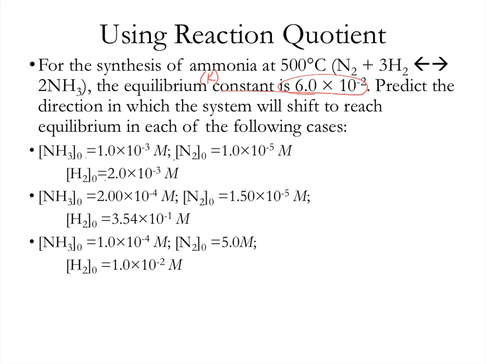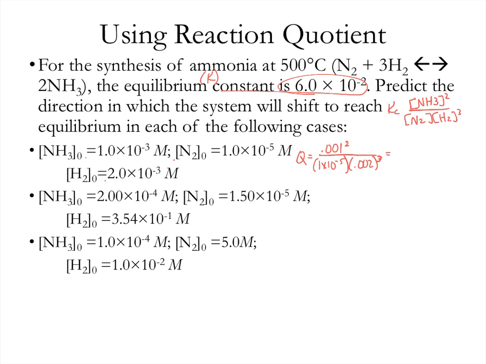So the first thing we need to be able to do is write our equilibrium expression. So our expression would be products, which would be the concentration of ammonia squared, divided by our concentration of nitrogen times our concentration of hydrogen cubed. So now we're just going to plug in these concentration values and see what we get for our Q value. So for the first one, it would be 0.001, and that would be squared, divided by 1 times 10 to the negative 5th, times 0.002, and that would be cubed.